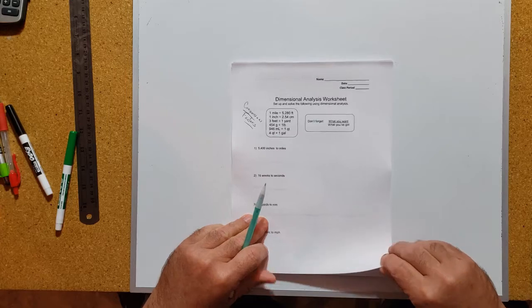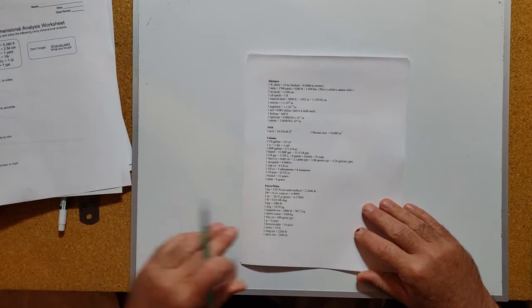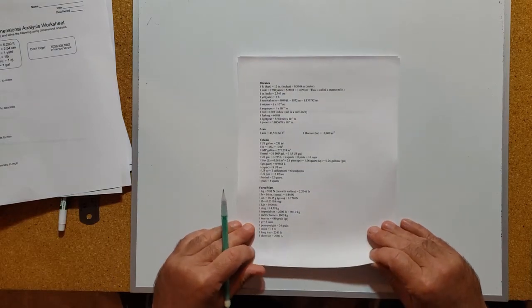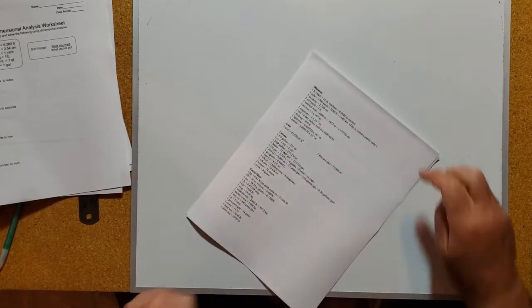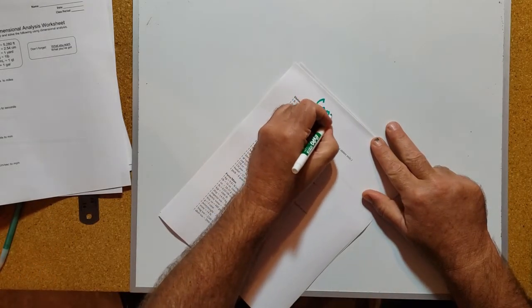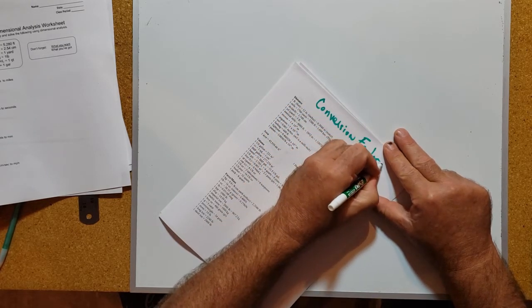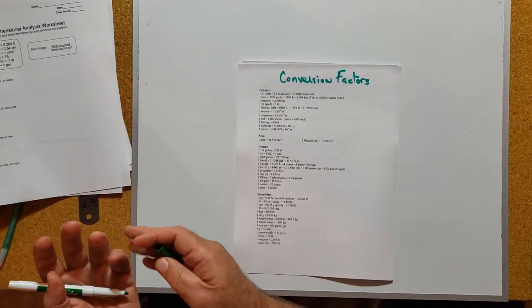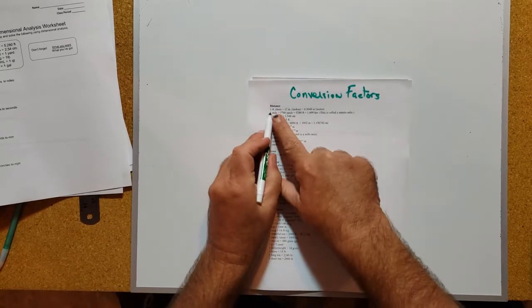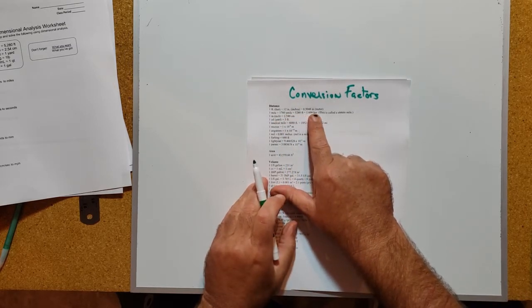Matter of fact, so much so that I had also given you a link to a very much larger list of conversion factors. If you print this out, I would label this at the top as conversion factors. Conversion factors are just a set of numbers that equate one unit of measurement with another. For example, at the top, 1 foot is equal to 12 inches. And that same 1 foot or 12 inches is also equal to 0.3048 meters.